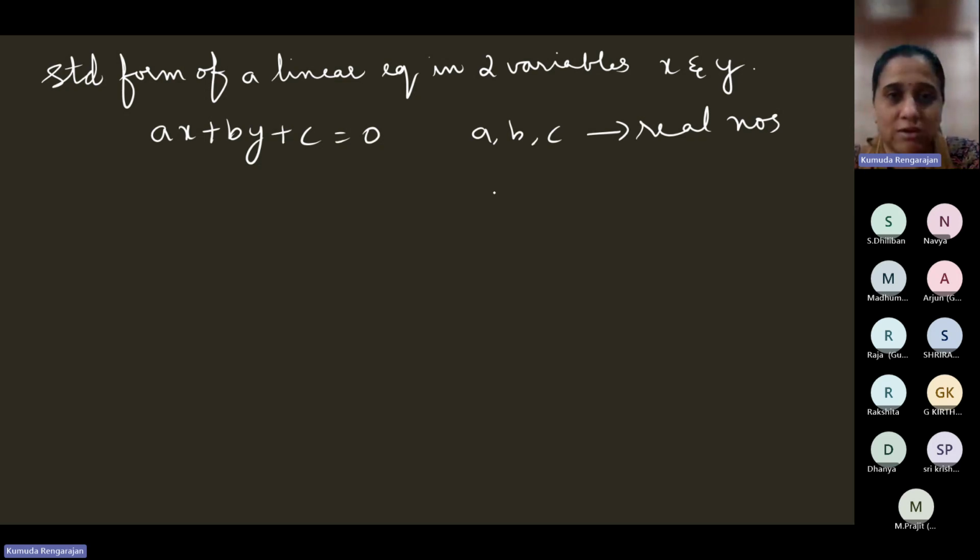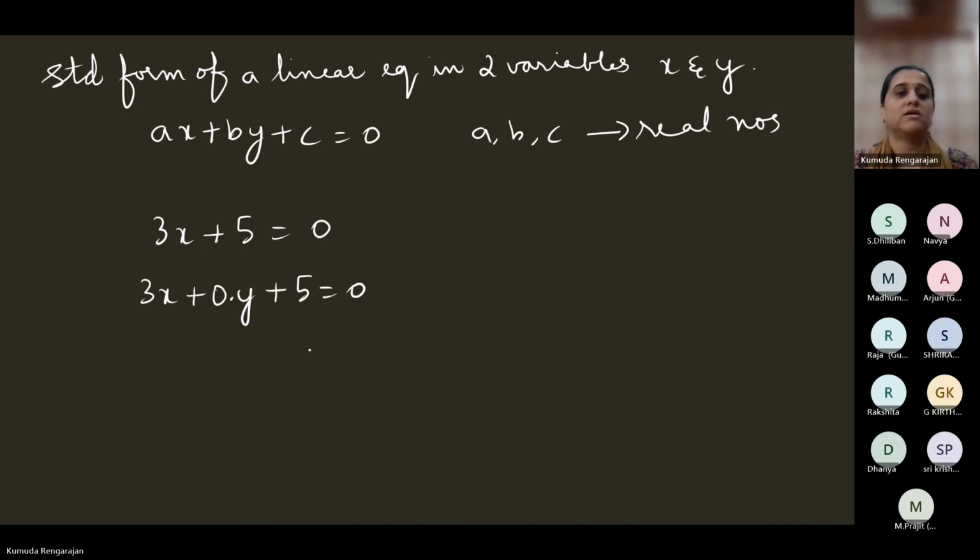If A is 0, B should not be 0. See, it can be like this. Now, 3x plus 5 is equal to 0. Now you can see only one variable x here. On the face of the equation, it looks like a linear equation in only one variable x. But this one can be treated as a linear equation in two variables x and y if you write it like this. So this is of the form ax plus by plus c is equal to 0, where a is 3, b is 0, and c is 5.